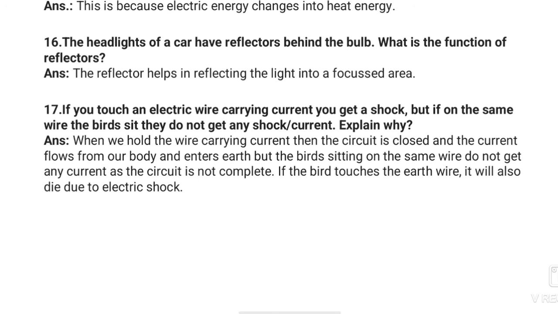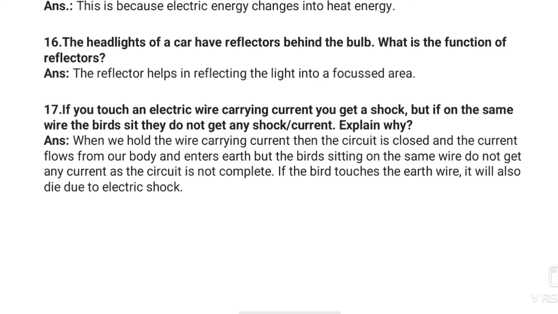Next question, if you touch an electric wire carrying current, you get a shock. But if birds sit on the same wire, they do not get any shock. Explain why. So students, sometimes we see many birds sitting on an electric pole or electric wire, but they do not get a shock. Then what is the reason?